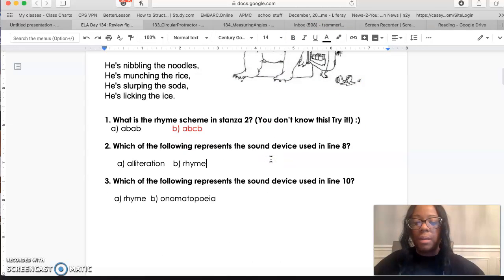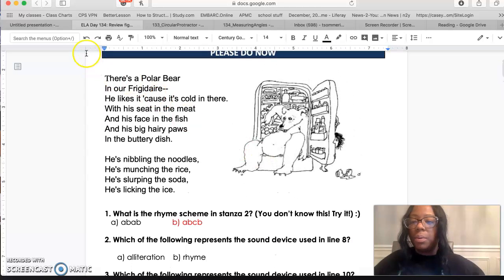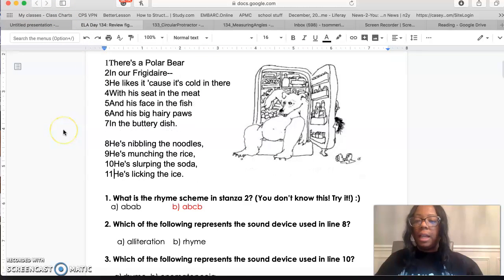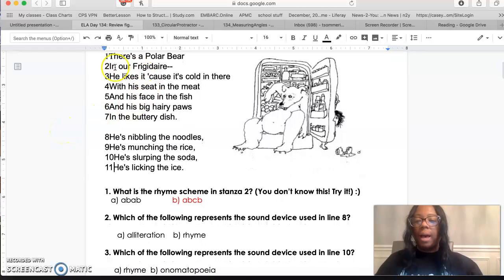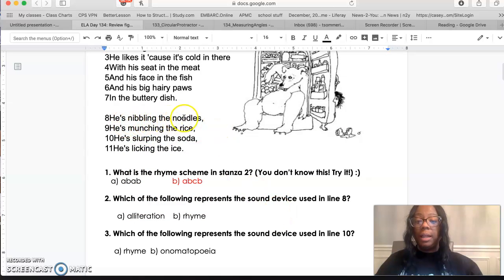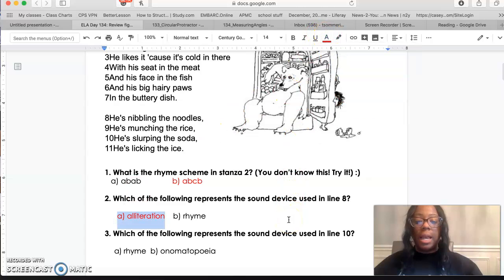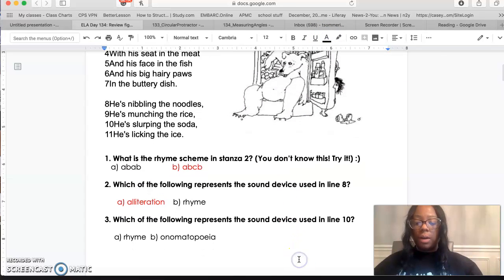Number 2, which of the following represents the sound device used in line 8? So if we go through our poem, you can see that I've labeled and marked up each line, and we have 1 stanza, 2 stanzas. So it says, which of the following represents the sound device in line 8? He's nibbling the noodles. Is that rhyme, where things sound the same at the end, or is it alliteration, where things sound the same at the beginning? Nibbling noodles. Our answer would be A, alliteration. It sounds the same at the beginning. Nibble, noodles.